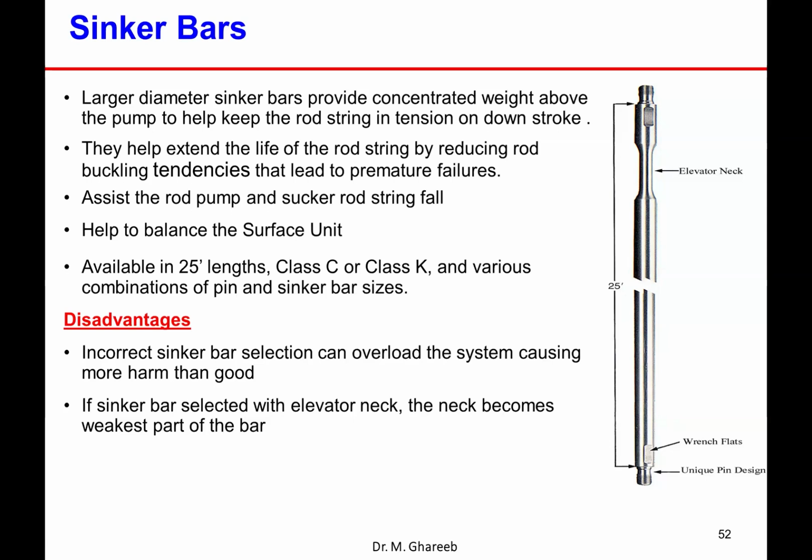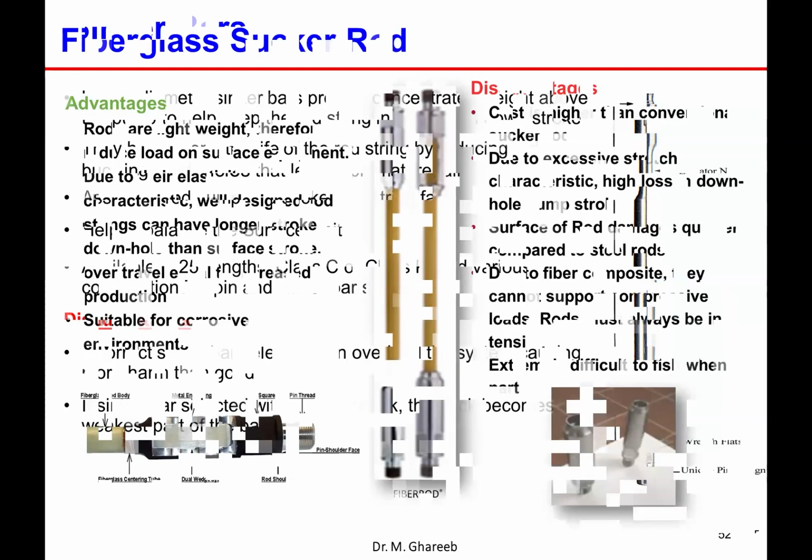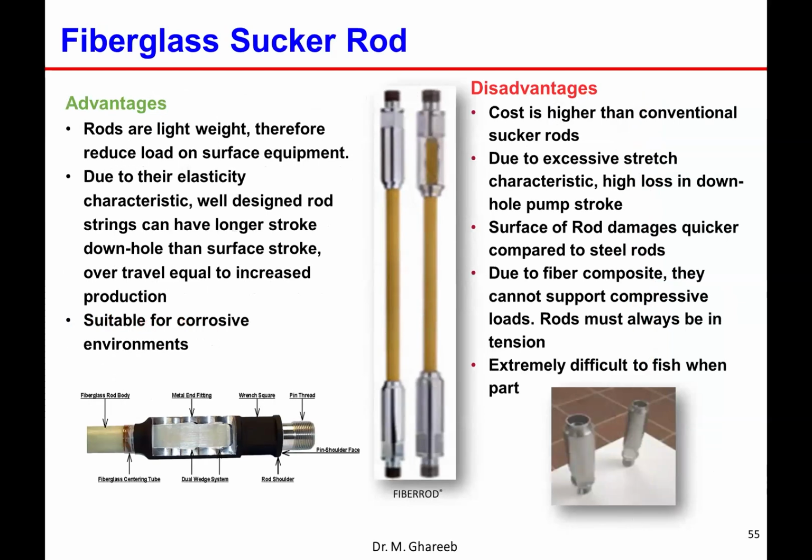One advantage or disadvantage of this is that it adds more weight on the rod string. But when we design the wells, I have to consider this buckling tendency. After I design the wells and select the rod string, I examine it for buckling. If I find buckling in the rod string, then I start adding sinker bars one by one at the bottom to keep the rod string under tension in the downstroke and so on. In the market also, there is what we call fiberglass rod, not only steel rods.